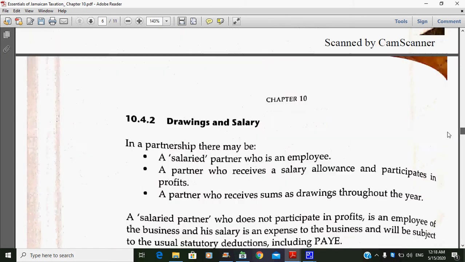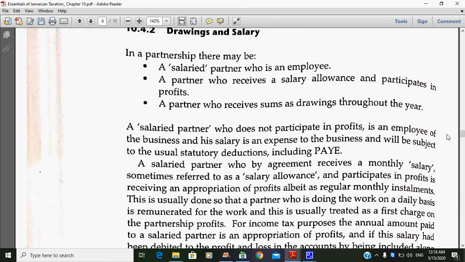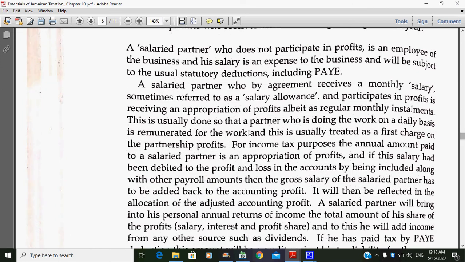Now salary. A salaried partner who does not participate in profits is an employee of the business, right? Now in this case, a different situation. A salaried partner who by agreement receives a monthly salary, sometimes referred to as a salary allowance, and participates in the profits, is receiving an appropriation of profits, albeit as regular monthly installments. This is usually done so that a partner who is doing the work on a daily basis is remunerated for the work, and this is usually treated as a first charge on the partnership profits.